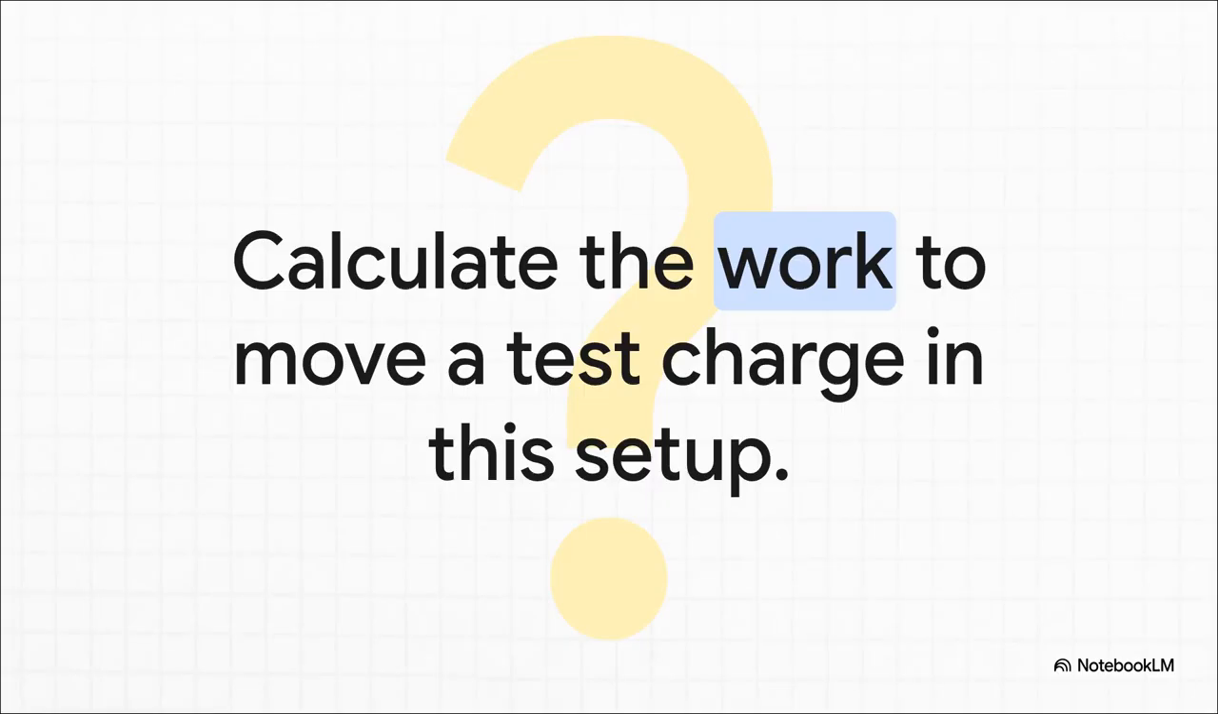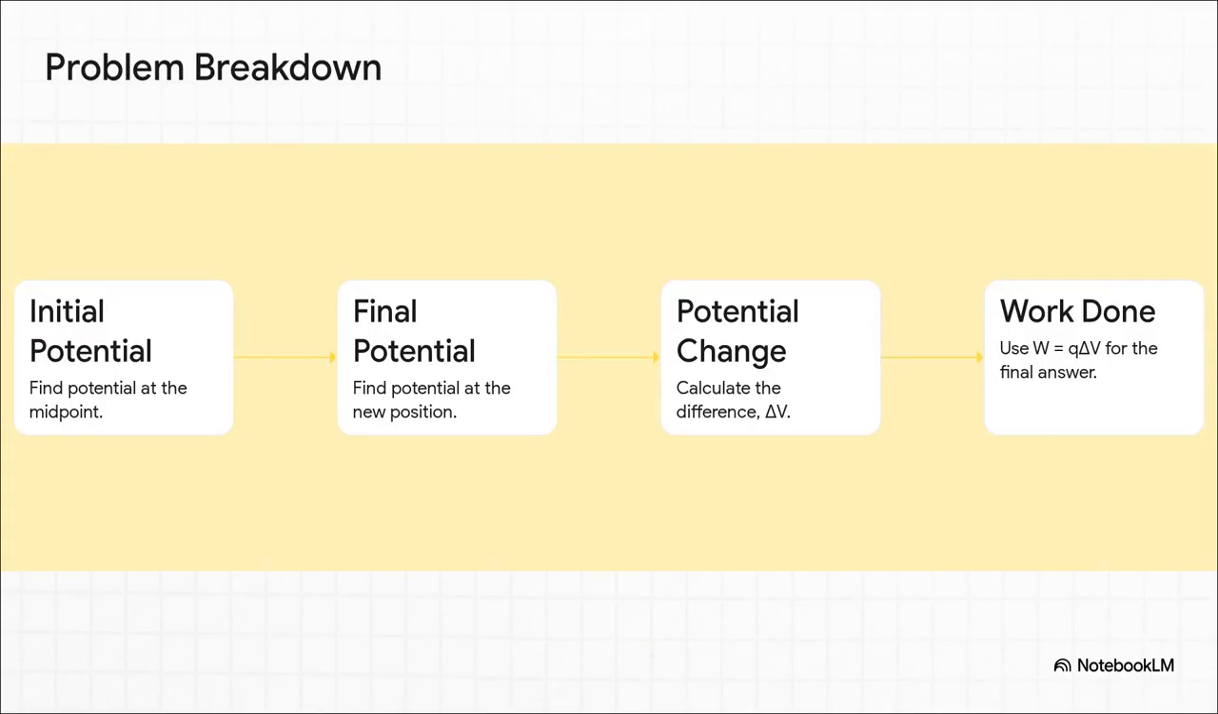Okay, let's try something a little more involved. Now we have two source charges, and they're creating a combined potential landscape. Our job is to figure out the work needed to move a tiny test charge from the exact middle point to a new spot, a bit closer to one of the main charges. Whenever you see a problem that looks complicated like this, the trick is just to break it down into smaller, easier steps. First, we'll find the potential at the starting point. Second, we'll find the potential at the end point. Third, we'll calculate the difference between them. And fourth, we'll use our work formula to get the final answer.